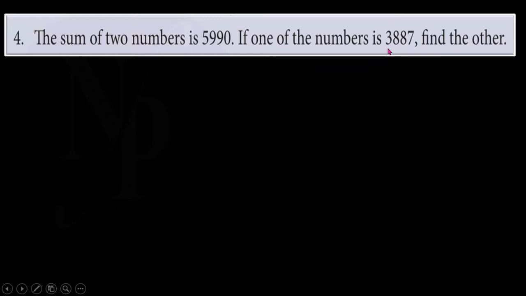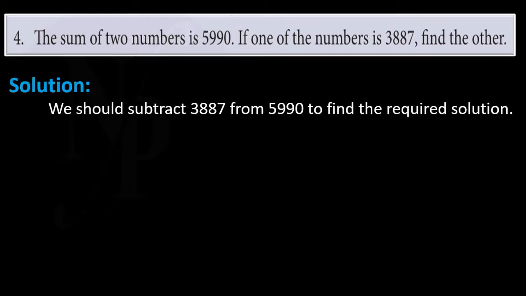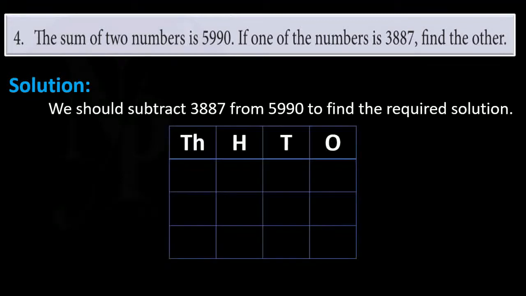That is, first number is 3887 and we need to find the other number. So how we will find this? To find this, what we should do is we should subtract 3887 from 5990 to find the required solution. So as we did earlier, we will write down these numbers in the place values table appropriate to their place values.